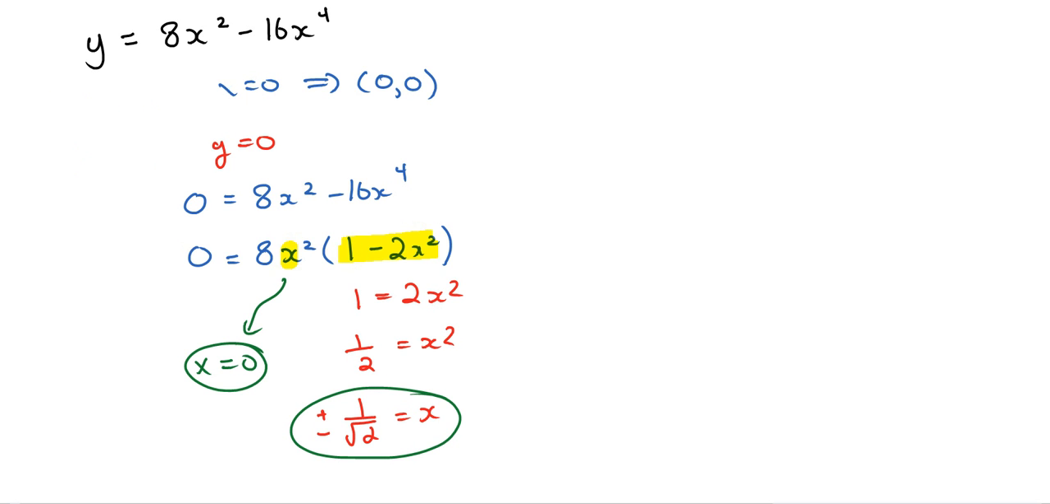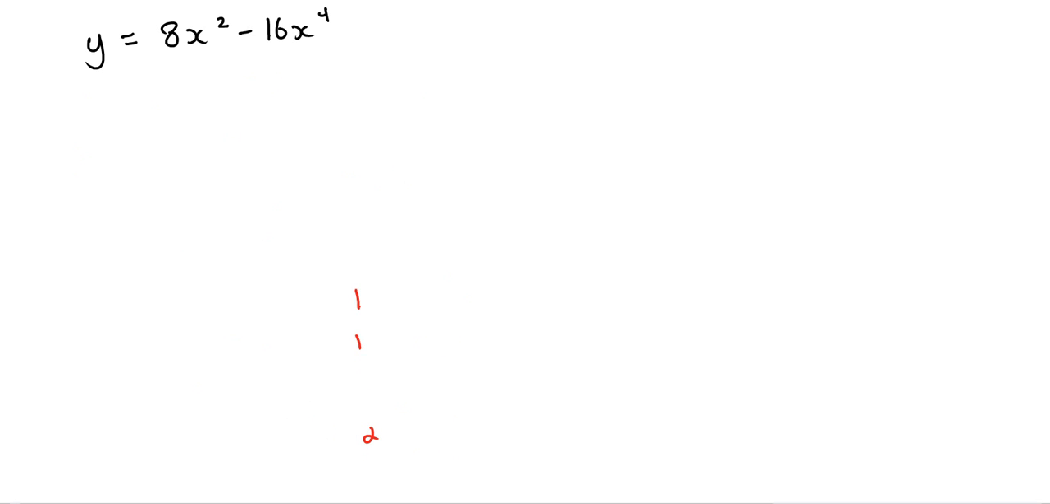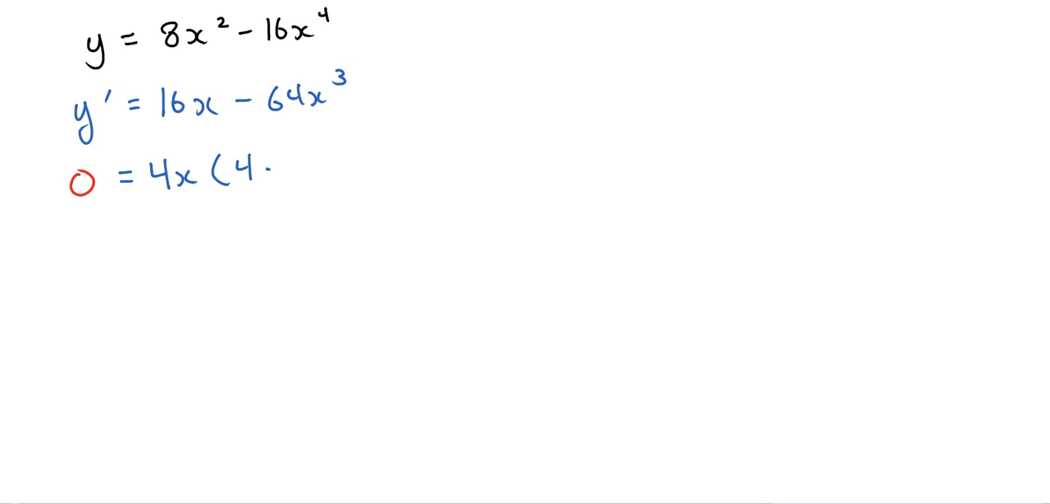Once we found our x and y intercepts by using algebra, we're going to go ahead and find the first and second derivatives. So this will be y prime. This is going to be 16x minus 64x cubed. Then we need to take our derivative and set that equal to 0, and this one we need to factor once again. I'll factor out a 4x. If I factor out a 4x, I get 4 minus 16x squared.